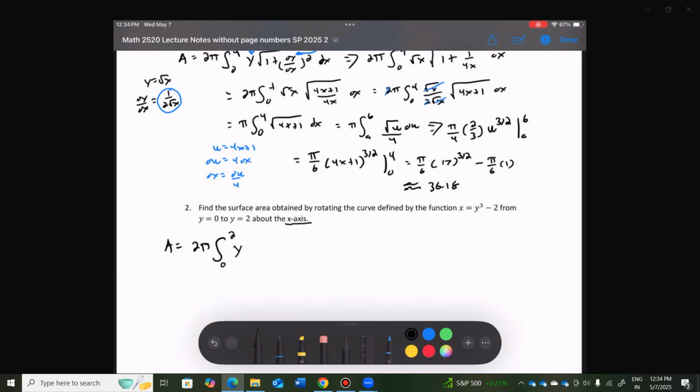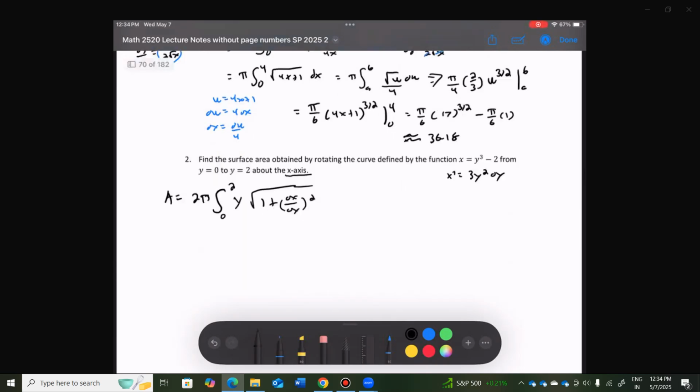Right, and so I'm going to take x prime, be 3y squared dy, and so I'll have the square root of 1 plus dx over dy squared. So in this case, I don't have to change my y. I'm going to have everything in terms of y. I do have to insert this, so I have 1 plus 9y to the 4th dy.